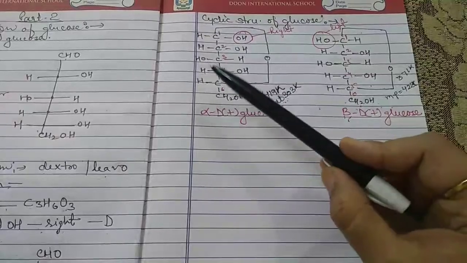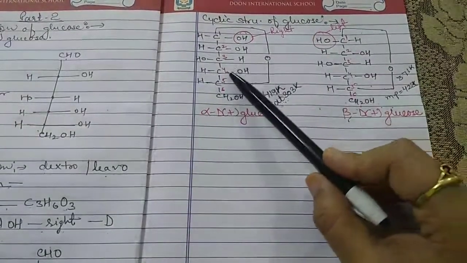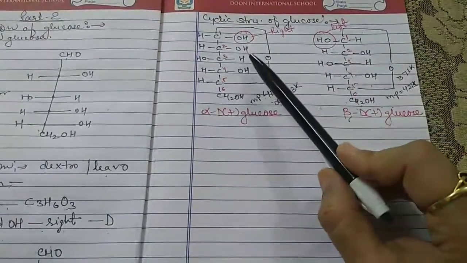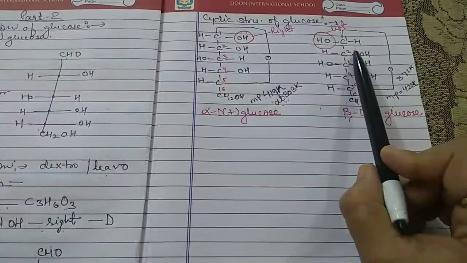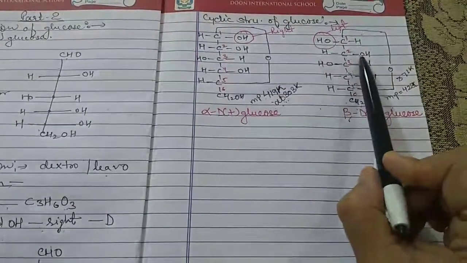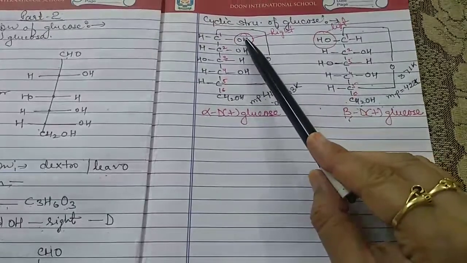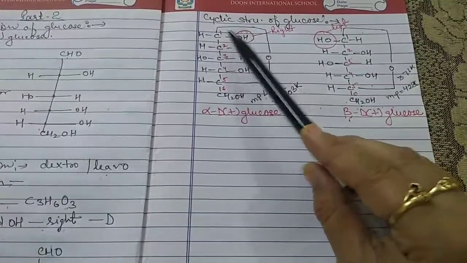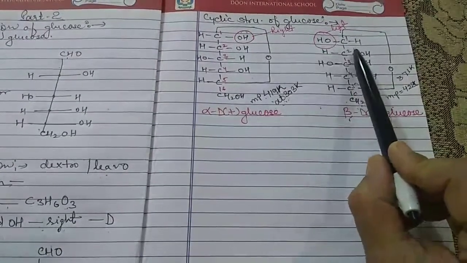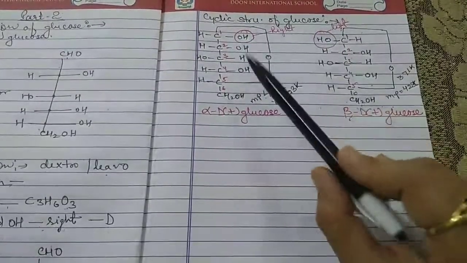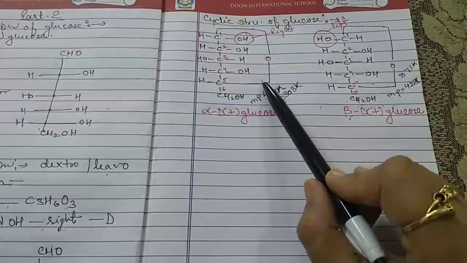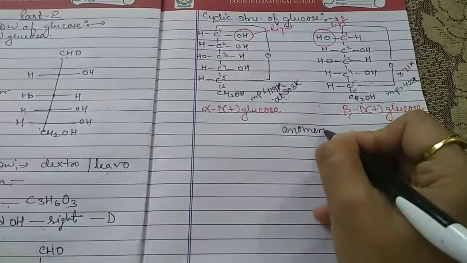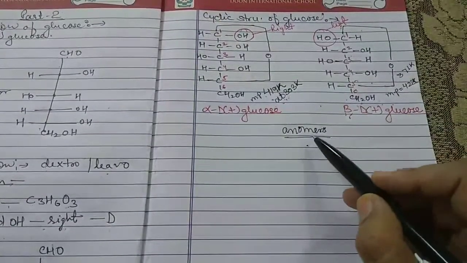Now such a pair of optical isomers, which are optically active, differ in configuration only around the C1 carbon atom. Here the configuration is different, but they differ only around the C1 carbon atom in both cases. So these isomers are known as anomers.